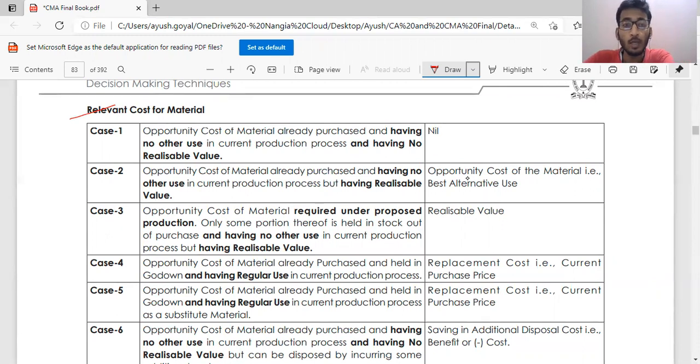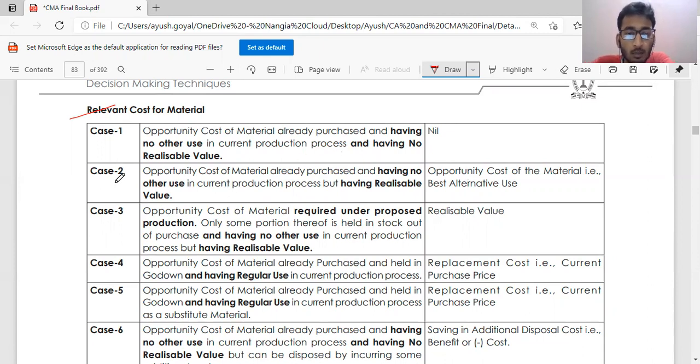So I can say, if the material has some resale value, the resale value would be my relevant cost. And if there is no resale value, then the relevant cost would be nil. So basically the material is of no use if it has no resale value and I'm using it nowhere else. It is just there in my stock. So what would be the relevant cost? Relevant cost would be nil if we have no use of the material.